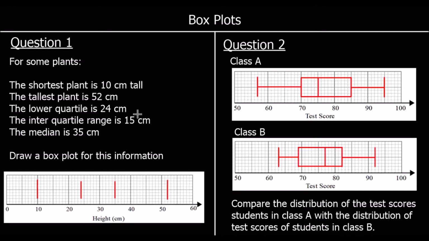But you can see we've been given the interquartile range. We haven't been given the upper quartile, so we can work it out. The lower quartile plus the interquartile range. The interquartile range is the difference between the upper quartile and the lower quartile. So if we do 24 plus 15, we can find the upper quartile, which is 39.